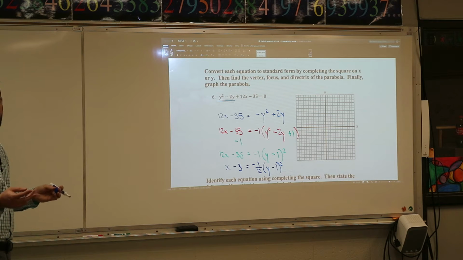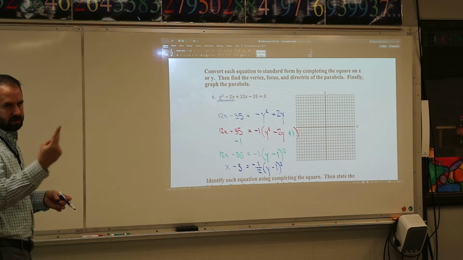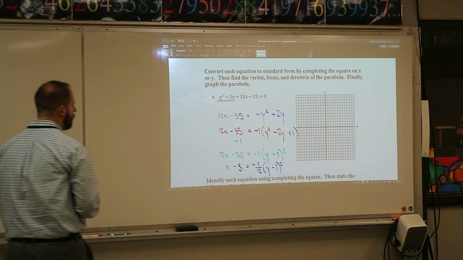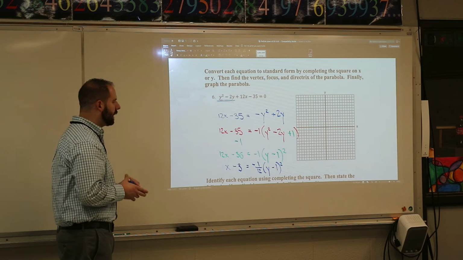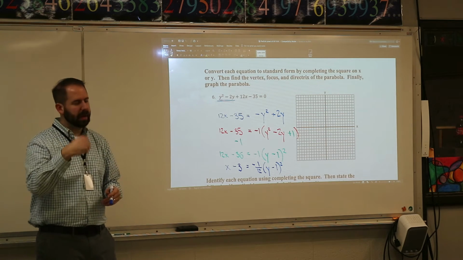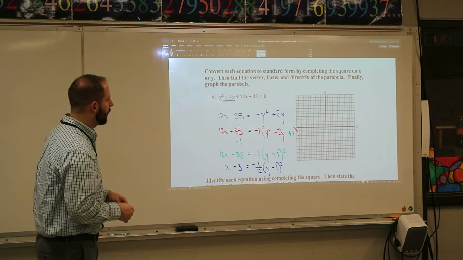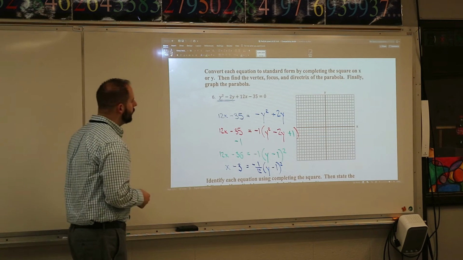Now we know this is horizontal because the y is squared, so it's tilted on its side. I can already tell you tomorrow it'll be vertical, up and down, because that's the problems we did in homework. I didn't realize I did this until it was too late.